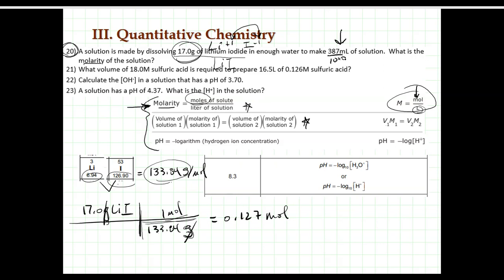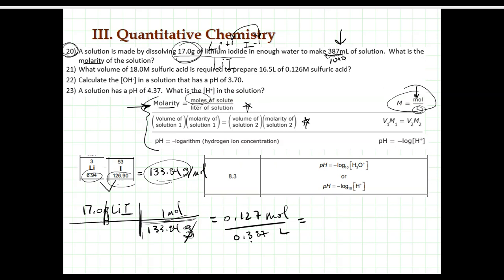Oh, the beautiful zeros of the metric system. All we have to do is move our decimal place back equal to the number of zeros that we're dividing by. So 1, 2, 3. And so milliliters will turn into liters by putting our decimal place there. So we're going to divide by 0.387 liters. And now all I have to do is divide moles divided by liters.